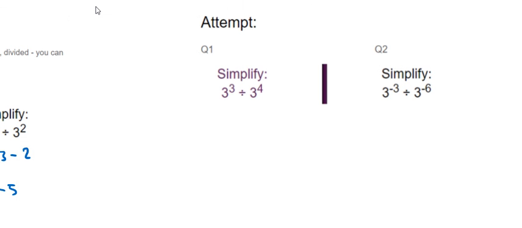So the first one, it's going to be 3 to the power of 3 minus 4. So just be careful, it's not 1, it's going to be minus 1. So 3 to the power of minus 1.